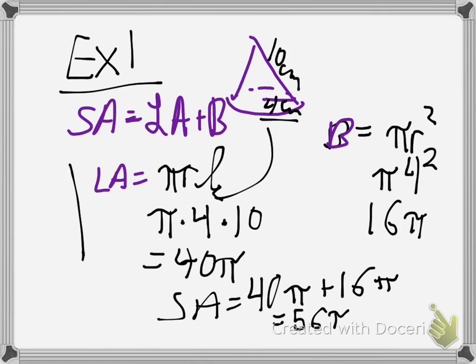56 pi. We can multiply 56 times 3.14. We're going to get 175.84, so we can round up to approximately 176. That's going to be centimeters squared, because our units were originally in centimeters.